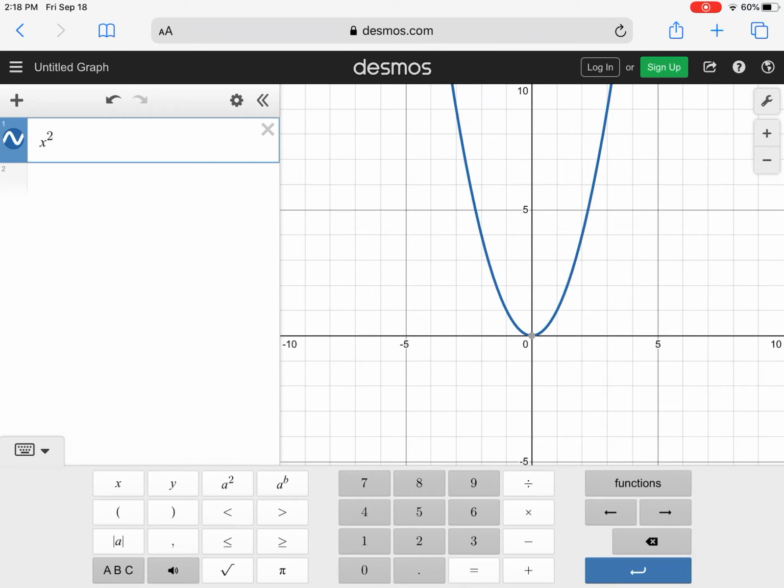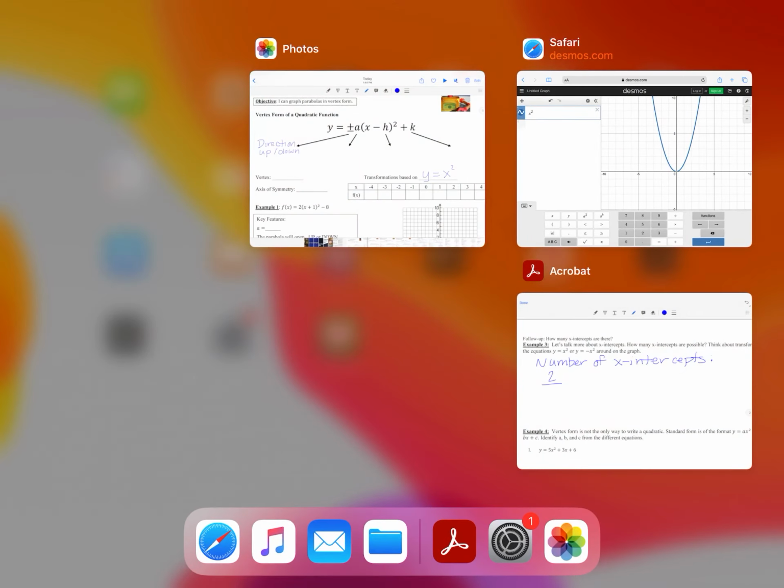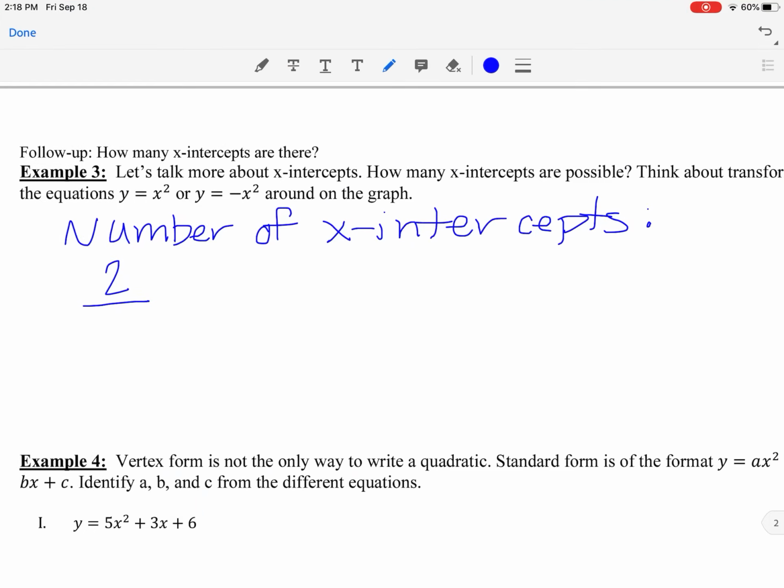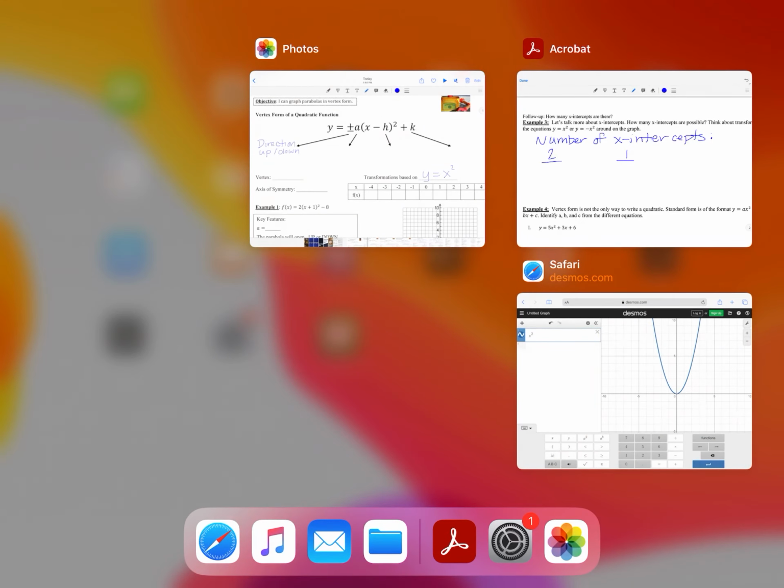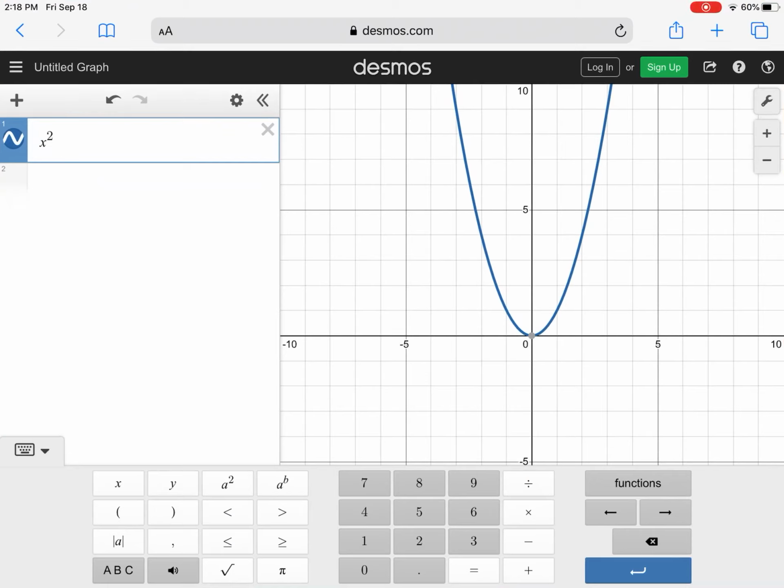Oh, and look, even before we do any transformations to it, how many x-intercepts does that have? And the answer is 1. It comes down, it touches the x-axis 1 time. So we know 1 is also an option. So we're going to put that here. 1 is also an option. I'm going to do some pictures of that later. But let's see if there are any other options. So let's do some transformations.